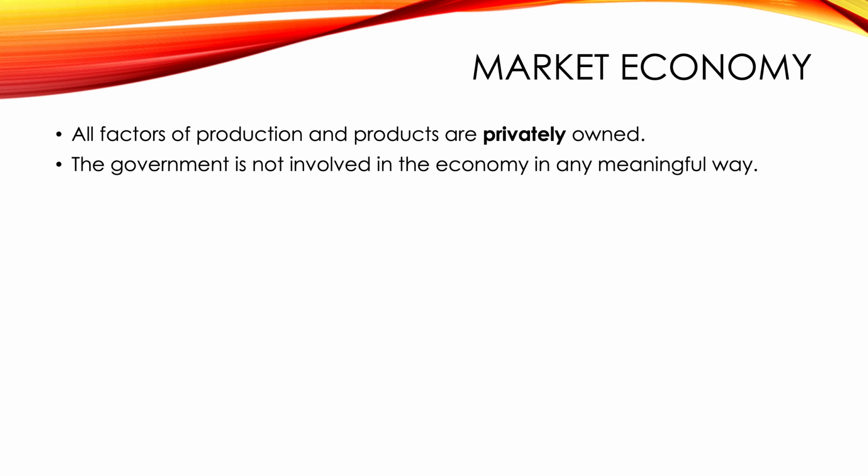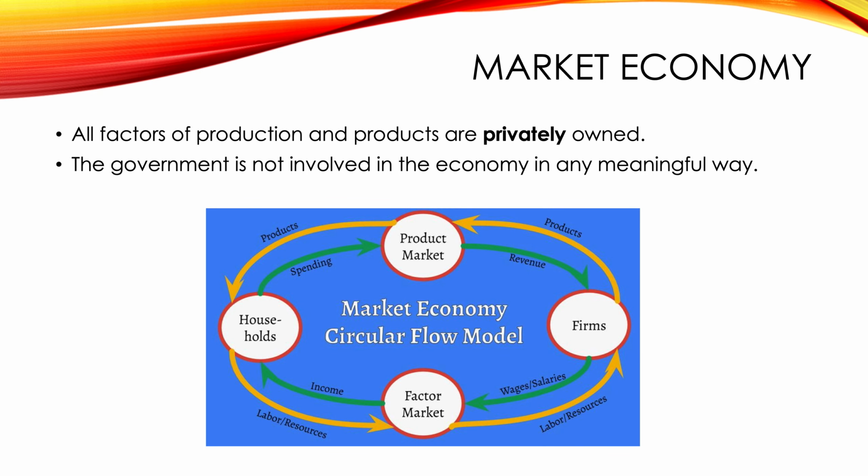So in a market economy, the government's really not involved in any meaningful way in the economy. Thinking back again to the circular flow, there is no government in this model, right? There's firms, there's households, and there are the markets where they interact with each other. But the government is not really involved at all in a market economy. Again, a pure market economy. So how do they allocate goods, services, and resources? It's all about markets, which should be obvious because this is called a market economy.